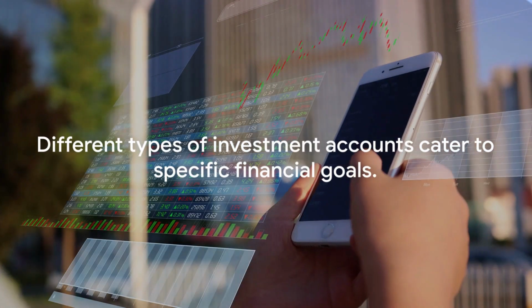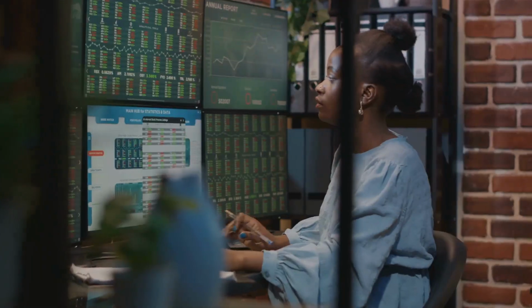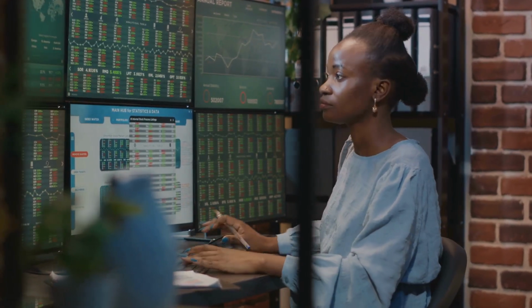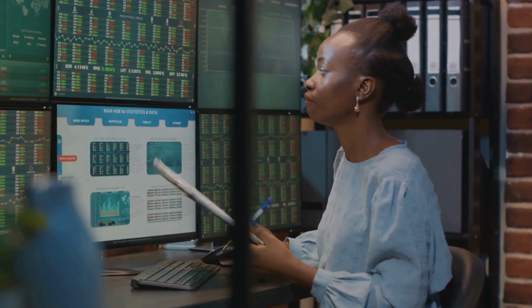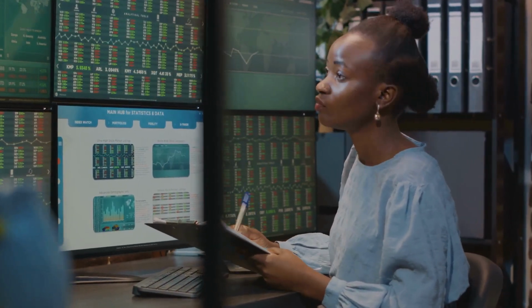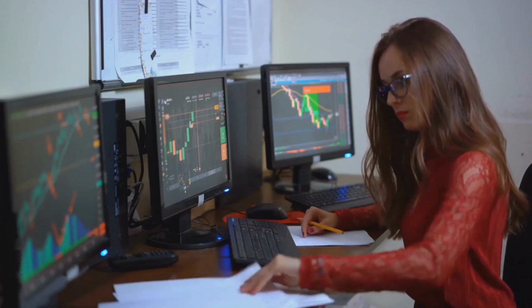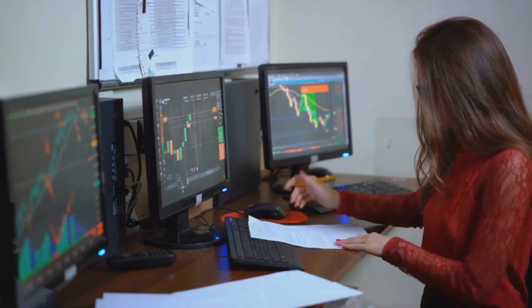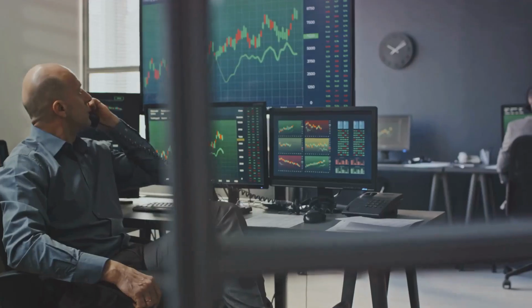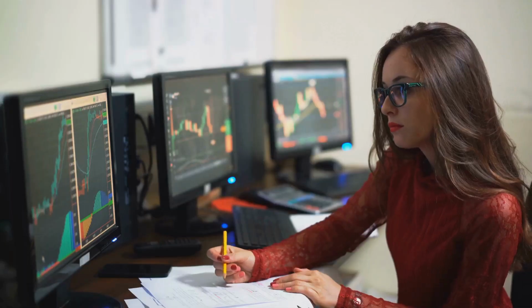Just as one size doesn't fit all in clothing, the same goes for investment accounts. Each type of account has its unique features, advantages, and restrictions, designed to cater to specific financial goals. Firstly, let's talk about individual brokerage accounts. These are your standard investment accounts where you can buy and sell a wide range of investments, from stocks and bonds to mutual funds and exchange-traded funds. There are no special tax advantages here, but there's also no limit to how much you can invest each year.